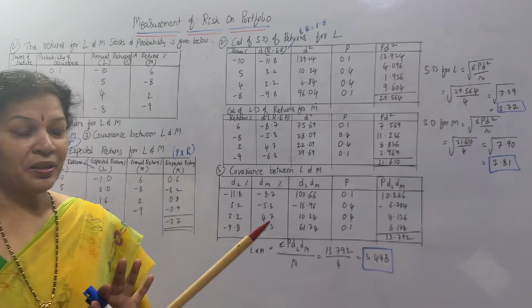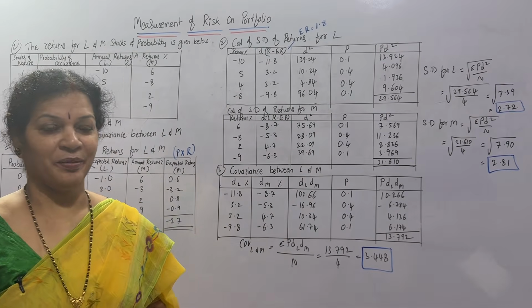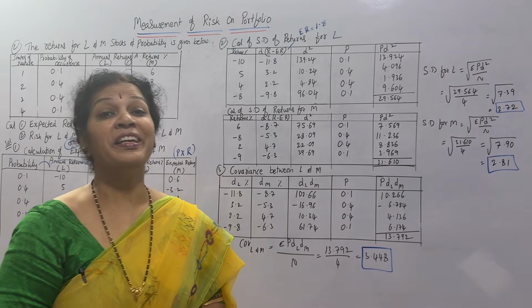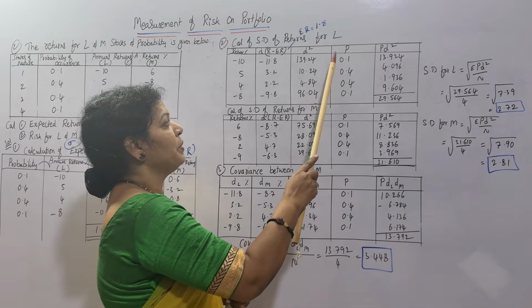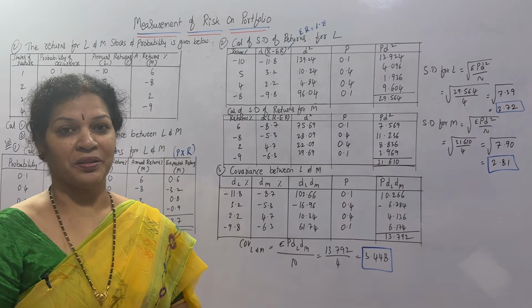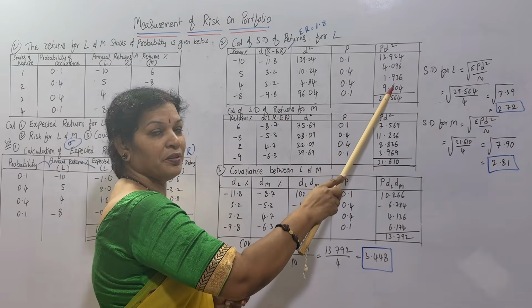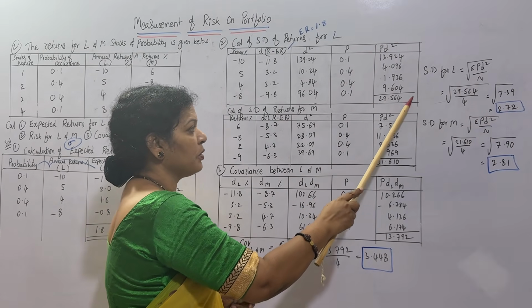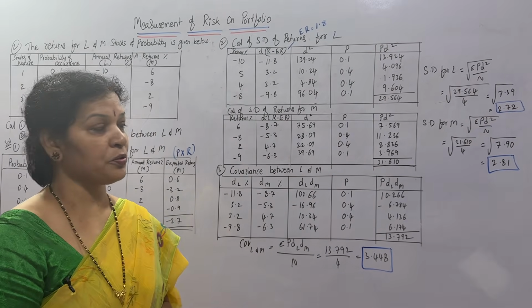Once you get the D square, I am writing here probability, because as per the formula we need PD square. So P into D square, another column, PD square. If you get PD square for all the numbers, then the total is 29.564.